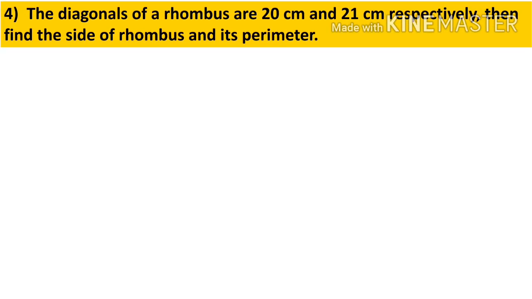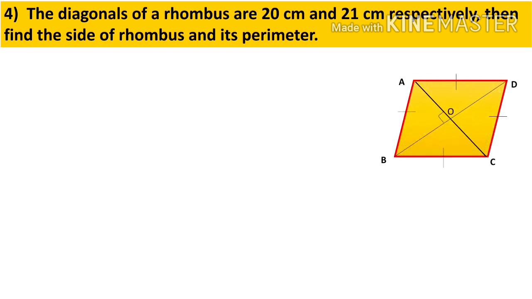Question number 4. The diagonals of a rhombus are 20 centimeter and 21 centimeter respectively. Find the side of a rhombus and its perimeter. As we know, all the sides of a rhombus are congruent, and its perimeter means we have to do the addition of all the sides of a rhombus to get the perimeter of a rhombus.